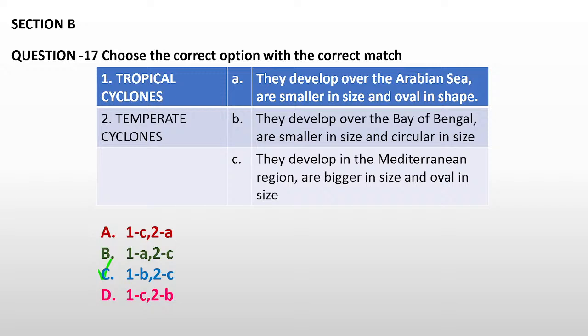1B, that is tropical cyclones should be matched with they develop over the Bay of Bengal, are smaller in size and circular in shape, and temperate cyclones has to be matched with they develop in the Mediterranean region, are bigger in size and oval in shape.